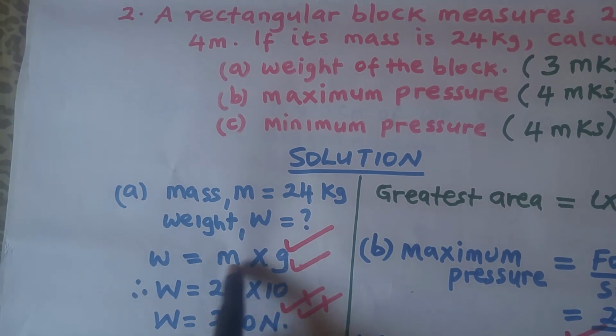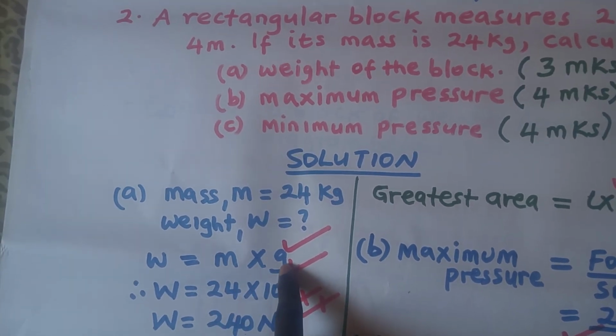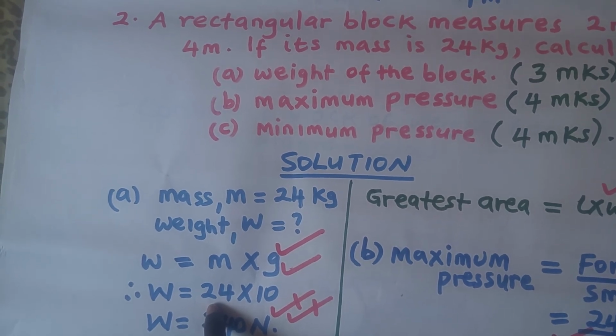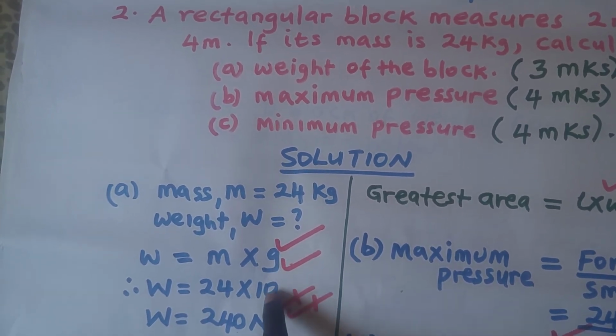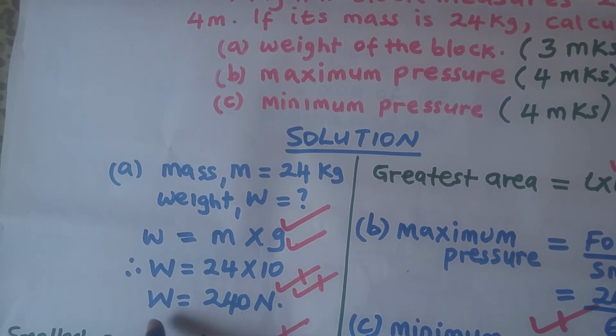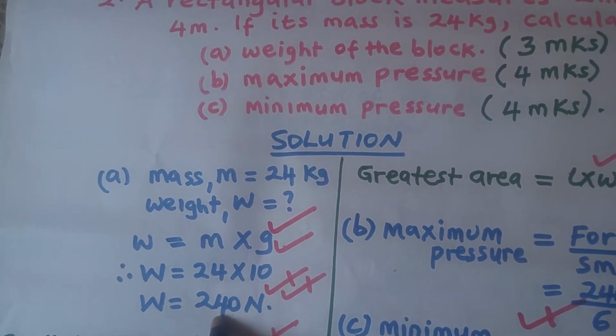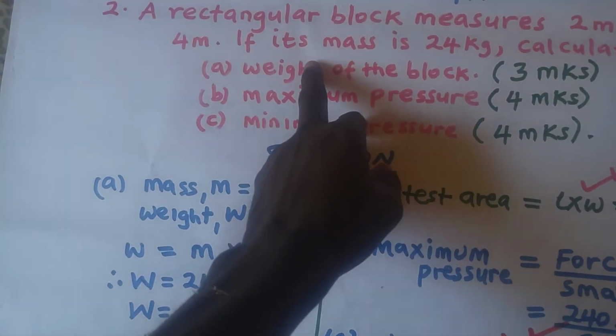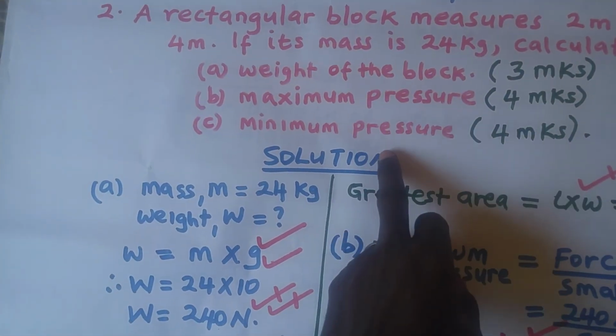And mass times acceleration due to gravity. Our mass was 24 kilograms, already in SI unit, and acceleration due to gravity is 10. When you multiply, your weight is 240 newtons. And that one is the answer for the first part. Let's go for maximum and minimum pressure.